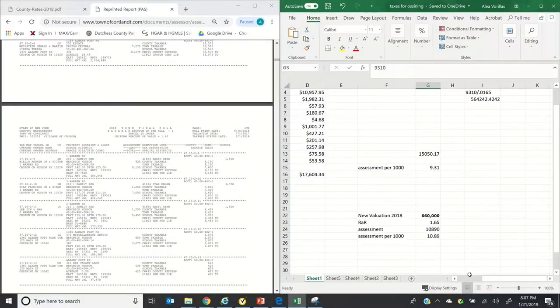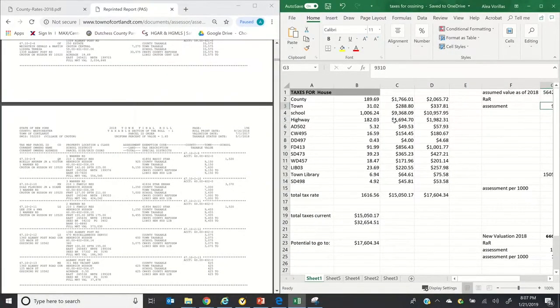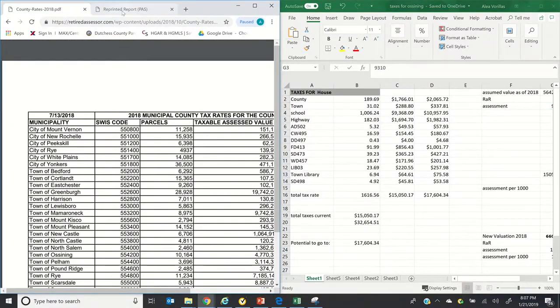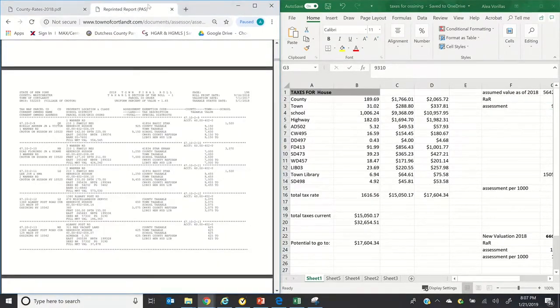Okay, so this is my screen. On the right-hand side is the spreadsheet that I use to calculate taxes. Left-hand side are some websites that I'm going to walk you through that'll give you the information that you need to populate your sheet and do your calculations, okay?